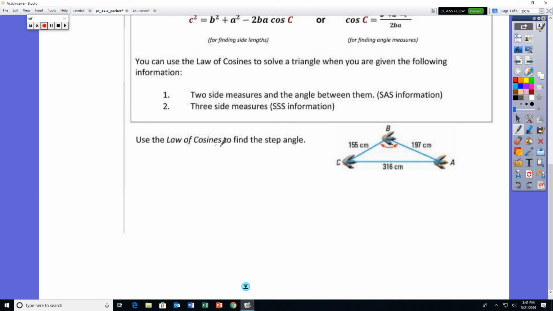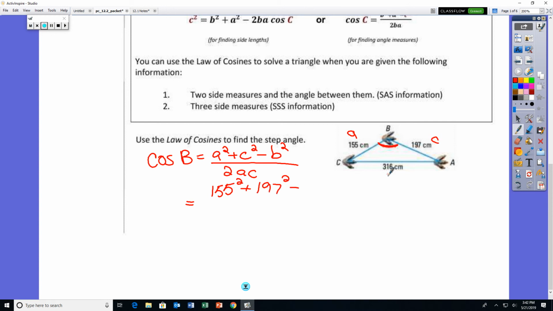Alright, so we're going to use one for finding an angle, one for finding a measurement. I'm going to use the law of cosines here to find this angle right here, angle B. So I'm looking for angle B, so cosine of B equals a squared plus c squared minus b squared all over 2ac. So if this is side A, 155 squared plus lowercase c, or 197 squared, minus 316 squared, all over 2 times 155 times 197.